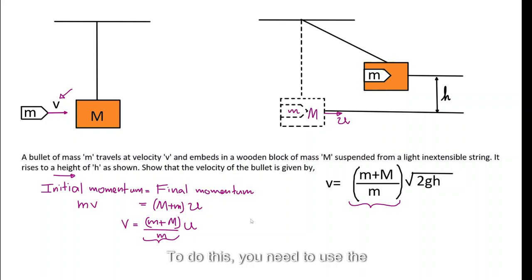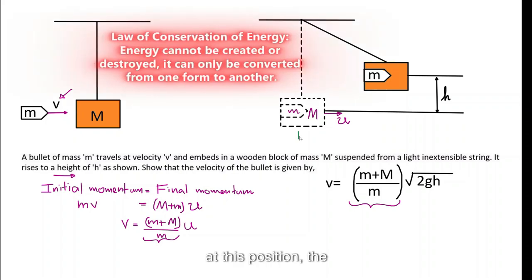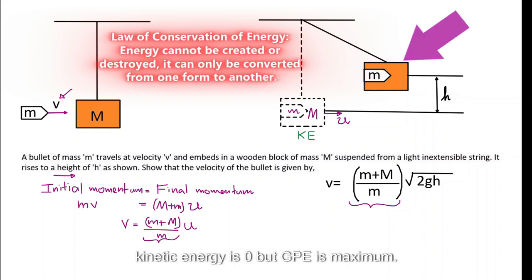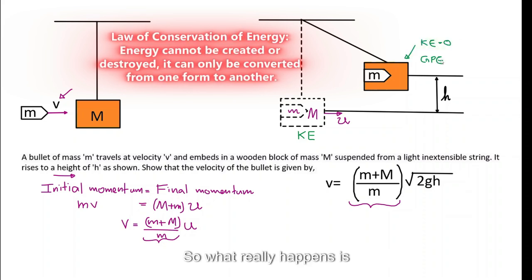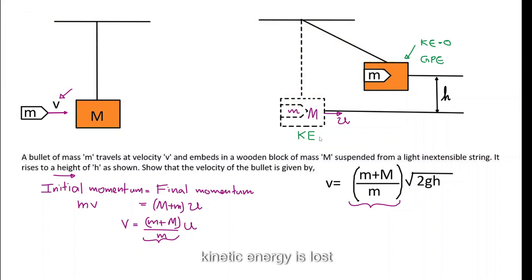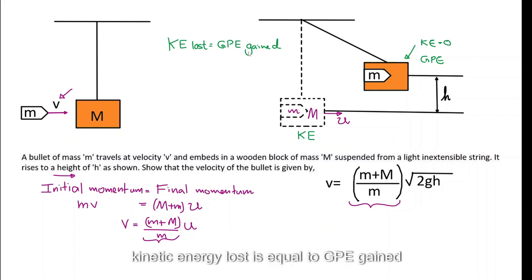To do this, you need to use the conservation of energy. Now, at this position, the total energy of the system is in the form of kinetic energy. So the kinetic energy is maximum here. And at this point, here, it comes to a stop. So obviously, kinetic energy is 0, but GPE is maximum. What really happens is, kinetic energy is lost and it's converted into GPE. So let's write, kinetic energy lost is equal to GPE gained.